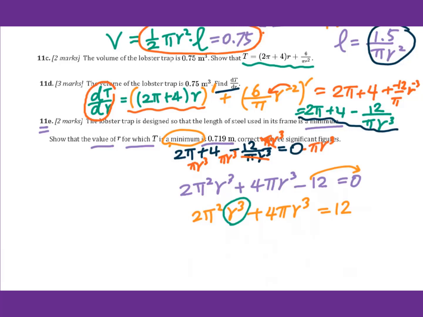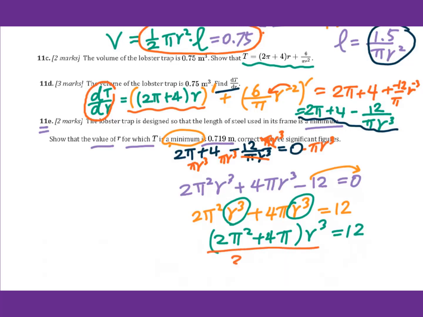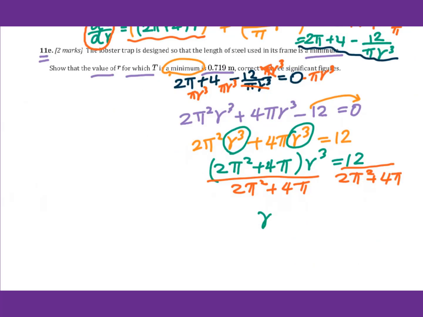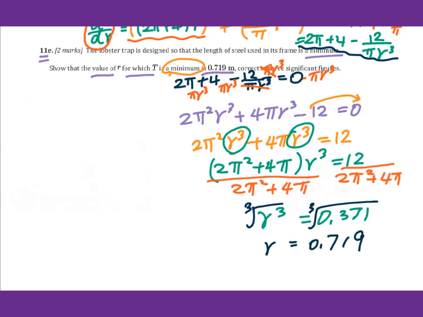Then factor this r to the third power. You will have 2 pi squared plus 4 pi, times r to the third power equals 12. Then you divide by 2 pi squared plus 4 pi on both sides. You will get r to the third power equals 0.371. Then you do the cube root on both sides. You will get r equals 0.719.